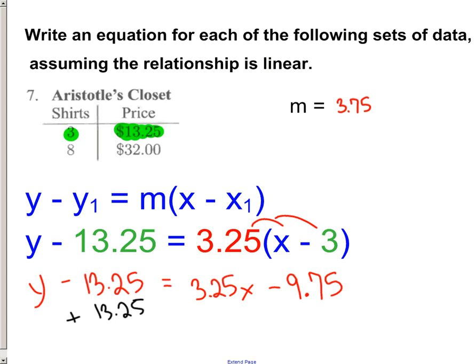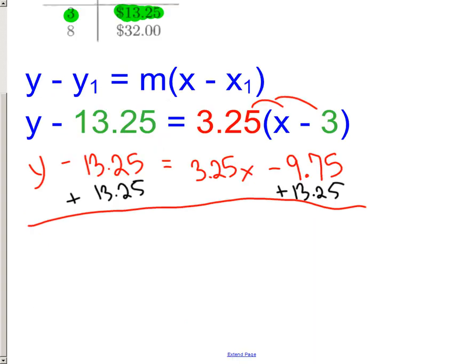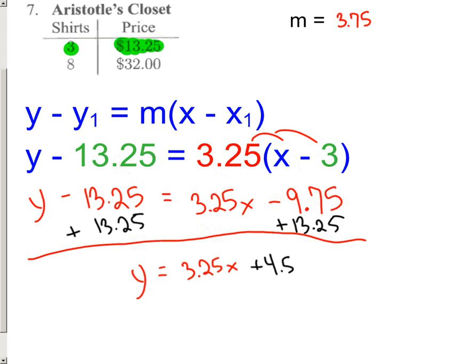I need to check this one after I'm done because I'm trying to do it in my head and mistakes happen that way. I want to say it's plus 4.5. Let me double check. Ah, I found the problem. The slope is not 3.75. Well, I'm sorry, the slope is 3.75 and it's actually 3.25.